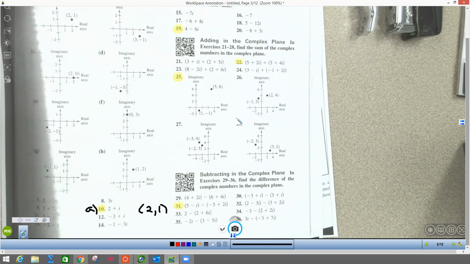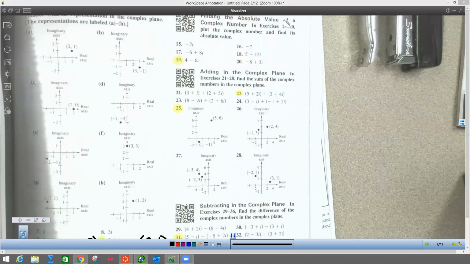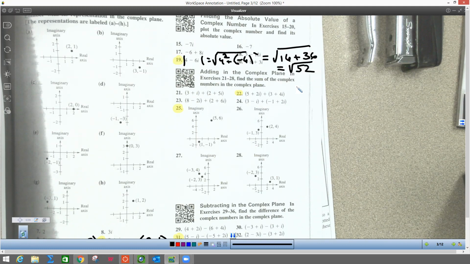Okay, then the next part is up here, says they want us to find the absolute value of these. So I'm going to do number 19. I want the absolute value of this. So we're supposed to know that that's going to be the square root of 4 squared plus negative 6 squared. And 4 squared, I hope we know, is 16. And 6 squared is 36. And we add those two together and we get the square root of 52.